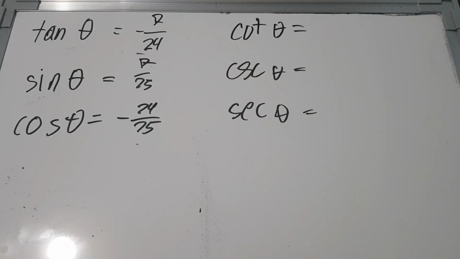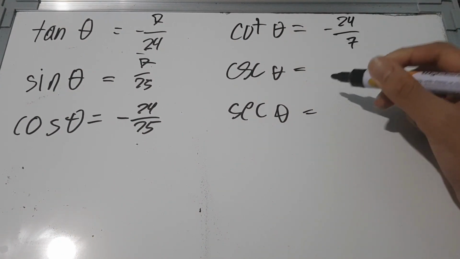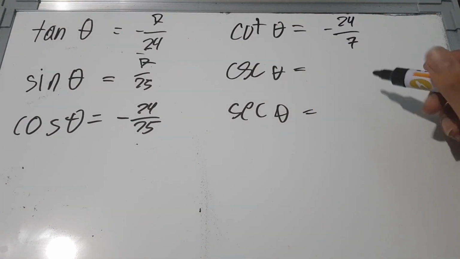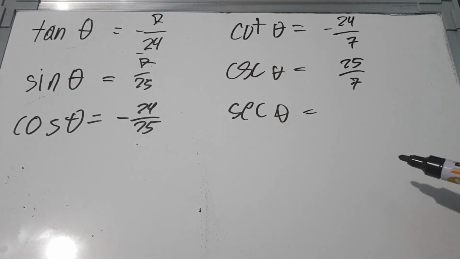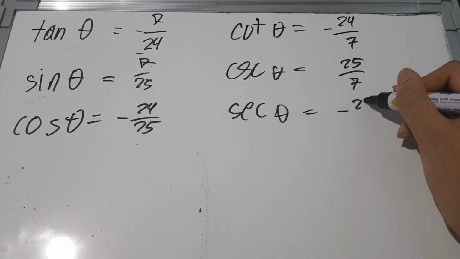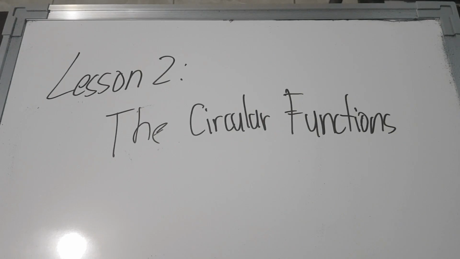And again, in order to find cotangent, cosecant, and secant, we just need to get the reciprocal of each corresponding circular function. For cotangent, the reciprocal of tangent, which will be negative 24 over 7. For cosecant, the reciprocal of sine, which will be 25 over 7. And for secant, the reciprocal of cosine, which will be negative 25 over 24. This concludes Lesson 2, the circular functions.